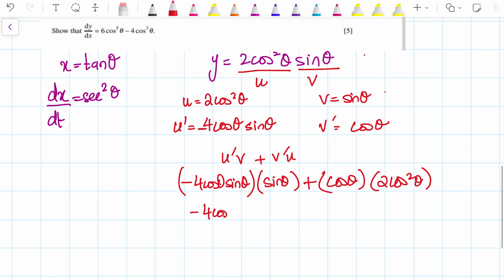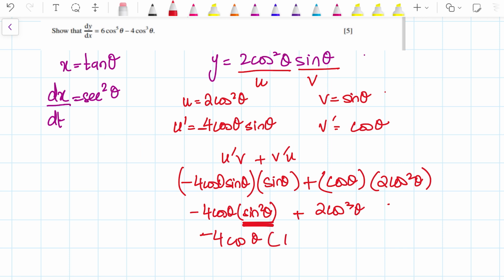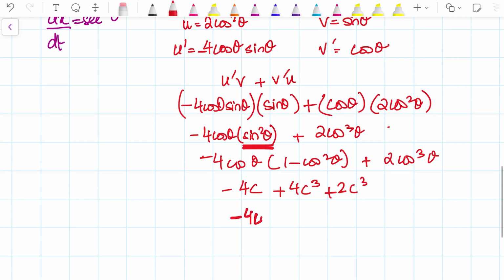Minus 4 cos theta sine square theta plus 2 cos cube theta. We can replace sine square with 1 minus cos square. This is the identity that I'm using. Minus 4 cos plus 4 cos cube plus 2 cos cube. So it becomes minus 4 cos theta plus 6 cos cube theta.